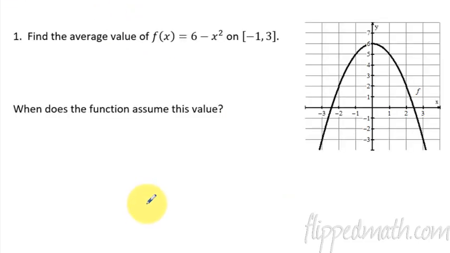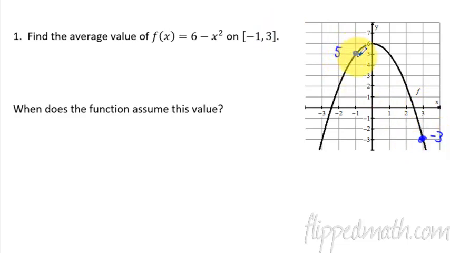So let's put this into practice. Find the average value of this function on the interval -1 to 3. So what is that talking about? Well, here's -1, and my function is right here at a y value of 5. And then we're going to go to 3. Well, where is it at 3? It's down here at a y value of -3.